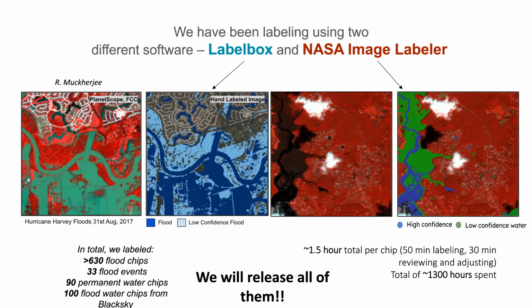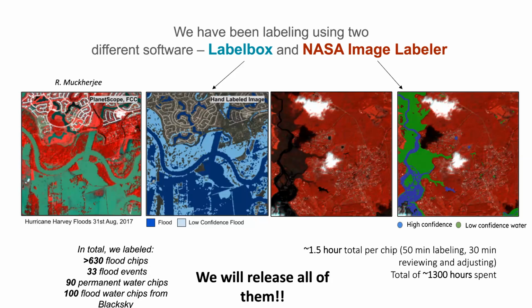Adding all of those, we spent about 1.5 hours per chip. The initial labeling process was about 15 minutes, and 30 minutes to review and adjust them. So in total about 1,300 hours was spent on this, over a duration of 1.5 years. That was a lot of labeling work and a lot of management.